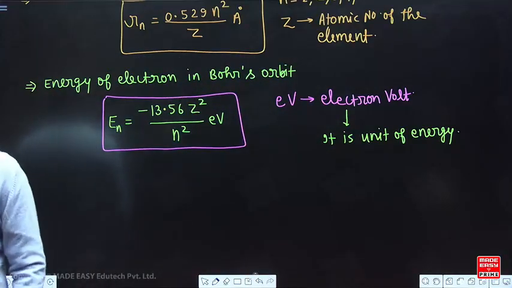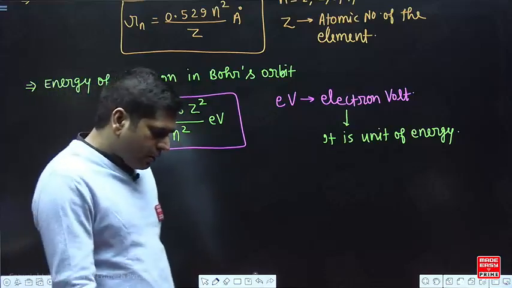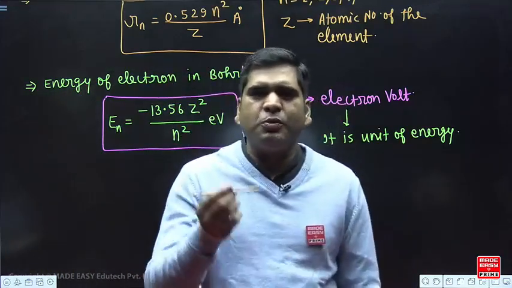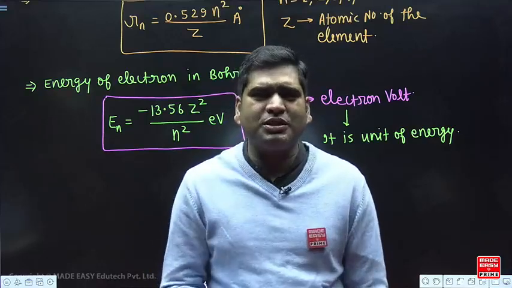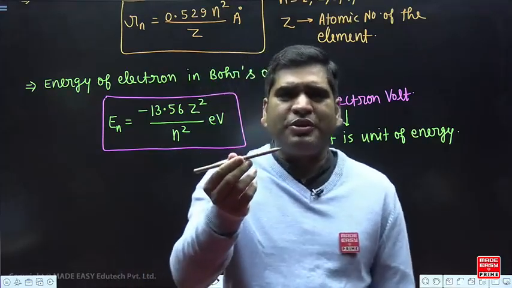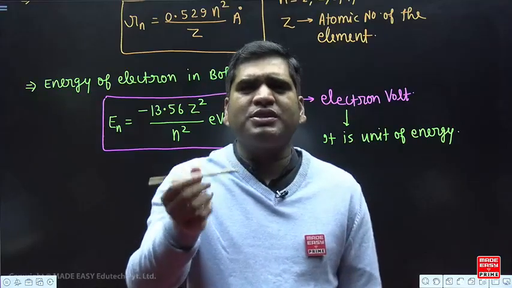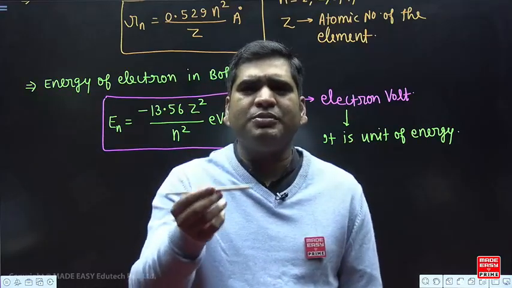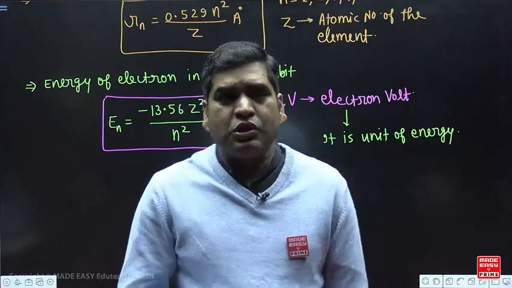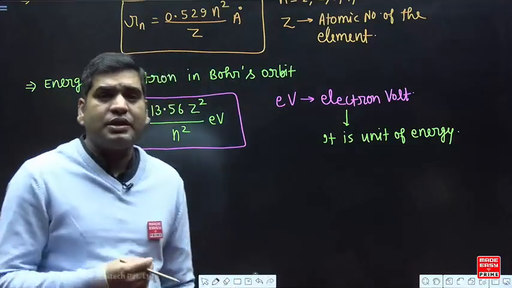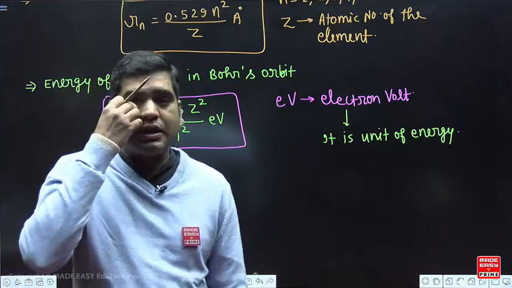Joule is a very large unit. Suppose I want to measure the length of this pen. You will not be measuring it in kilometers. If you are measuring it in kilometers, you are an idiot. You would be measuring it in smaller units of length like centimeter, millimeter or inch. Similarly, joule is a very large unit for the energy of particles like electron.